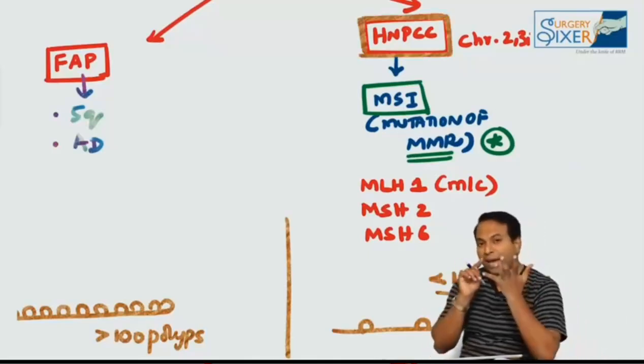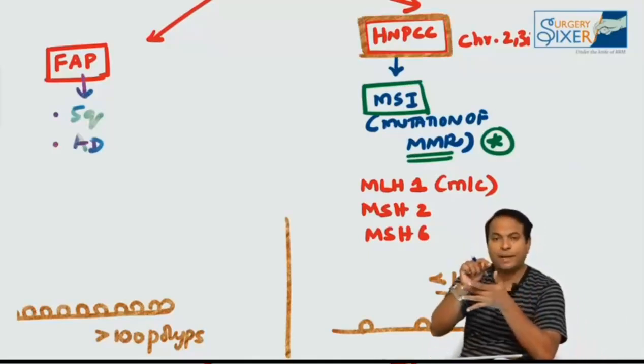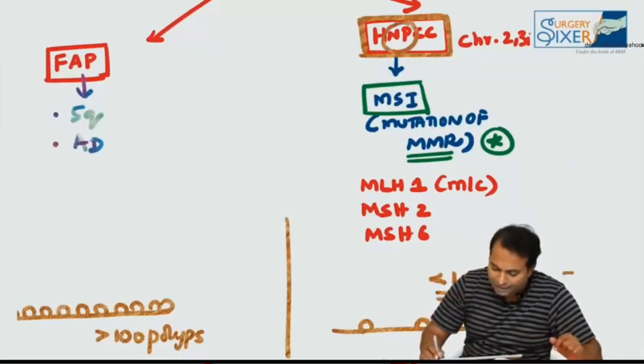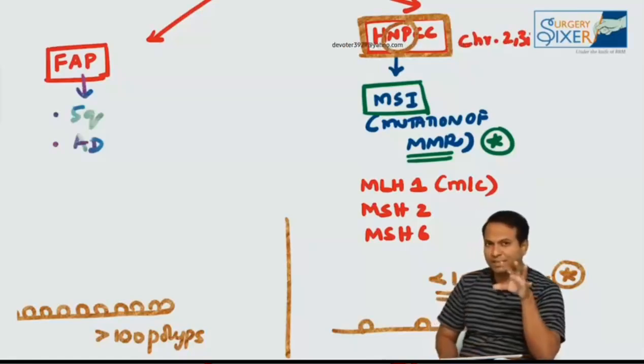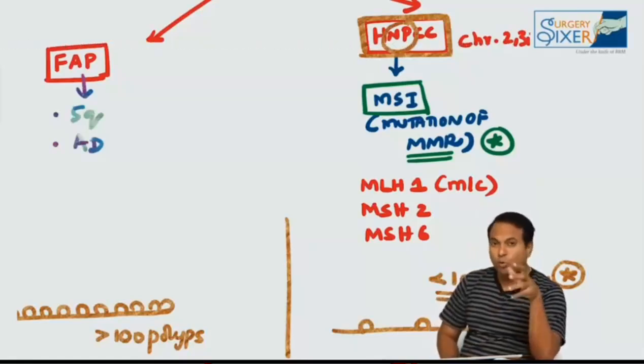What does HNPCC mean? Hereditary non-polyposis colorectal cancer syndrome. It is a misnomer. It is not truly non-polyposis; they also have polyps, but fewer than 100. FAP has more than 100. Okay, that point you should not forget.